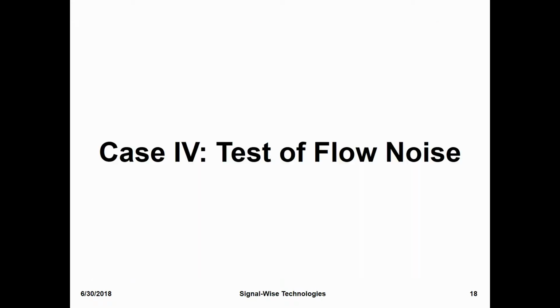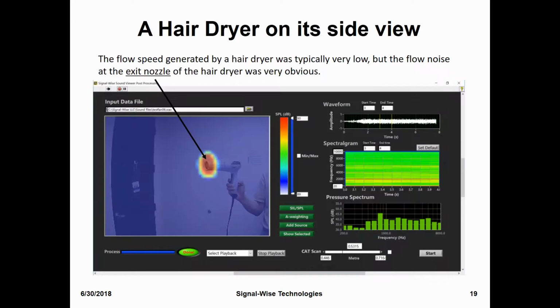Case 4. Test of flow noise. A hairdryer was used in this case. Typically, the flow speed generated by a hairdryer was very low, but the flow noise at the exit nozzle of this hairdryer was very obvious.